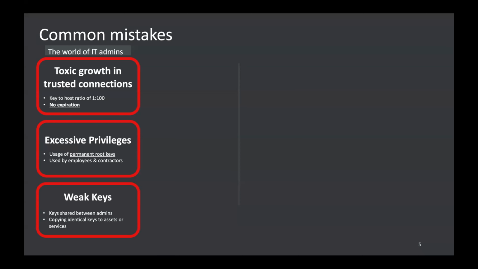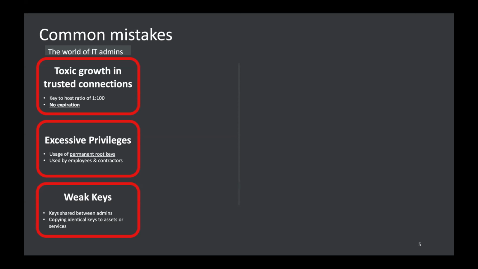And then the third thing that we're seeing is weak keys: sharing keys between admins, putting them on a USB drive, moving them from one client to another client, copying the same identical keys to assets. It can be the private or public key, but also the host key. We're seeing, for instance, in some automation or even some deployment pipelines, that a service provider was continuously deploying the same virtual machine with the same SSH host key on it, which, if someone gets access to this, could now start decrypting a lot of the traffic.